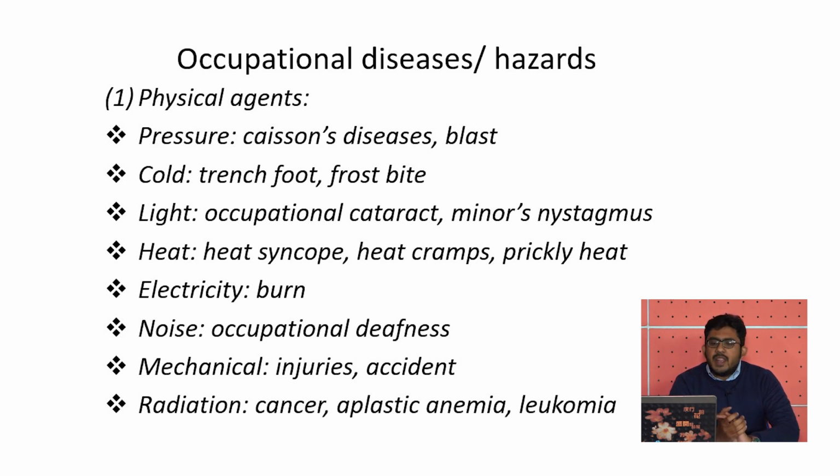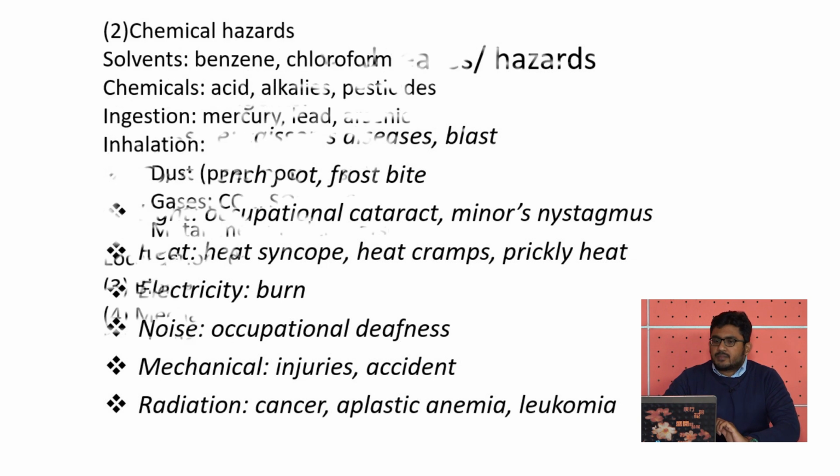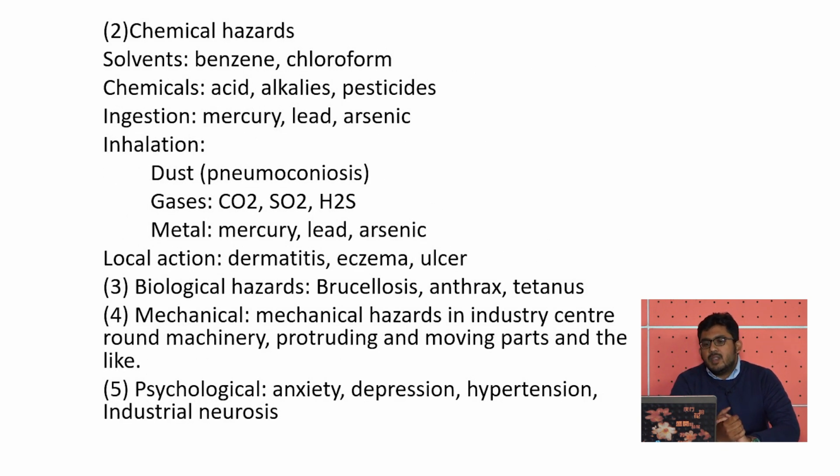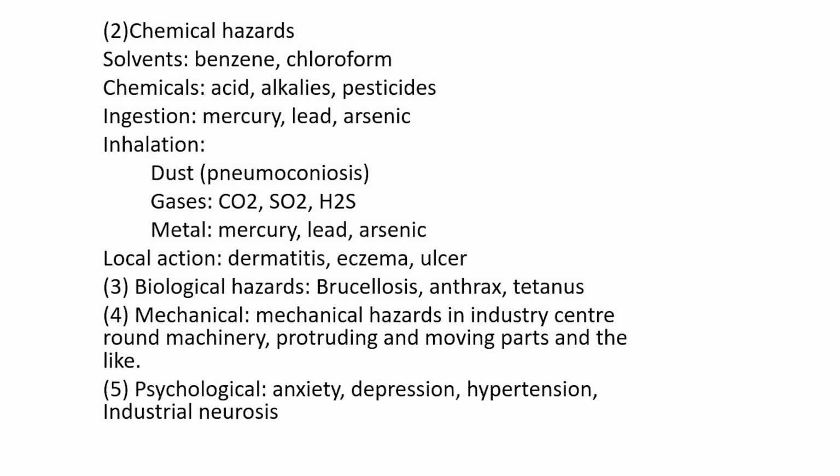Radiation. For radiation, cancer, aplastic anemia and leukemia can occur. Now, chemical hazard. Chemical agents like benzene, chloroform, acid, alkali and pesticide can produce various types of hazard like local action, dermatitis, eczema, ulcer, etc. Biological hazard: anthrax, tetanus. Mechanical injuries. Psychological hazard: anxiety and depression, including hypertension.